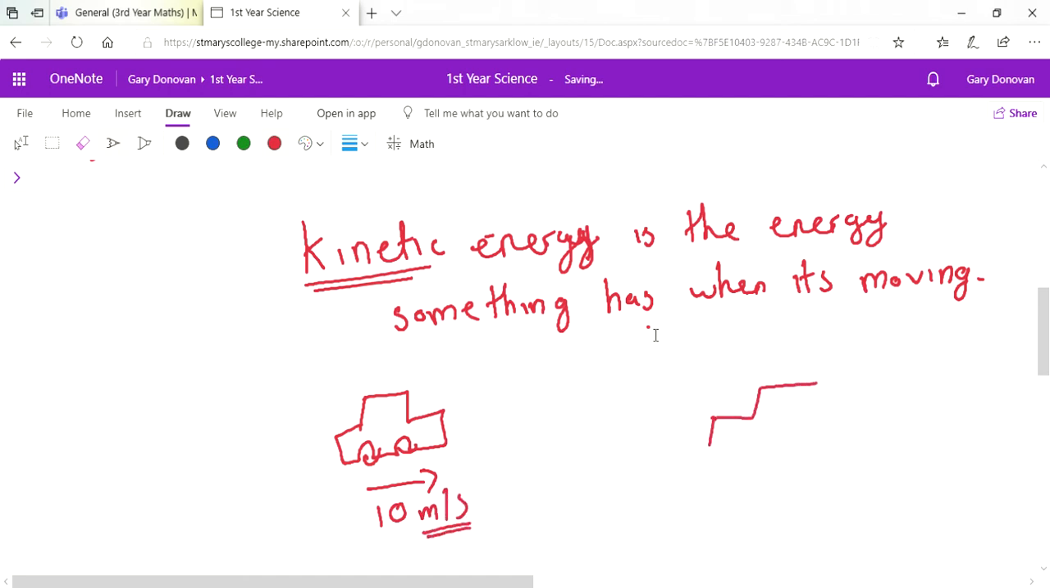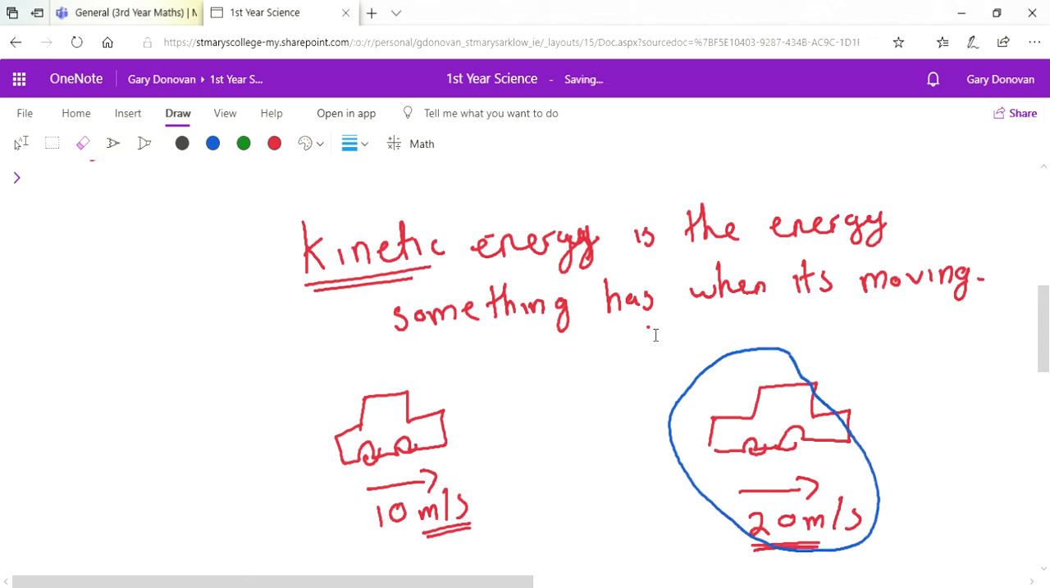And you had another car which is moving at 20 meters per second. Now both of these cars are moving, so we would say that both of them have kinetic energy. But because this car is moving a lot faster, which one do you think will have more kinetic energy? Well, hopefully you'll have guessed that it's this car. Because it's moving faster, it has more kinetic energy. And the faster things move, the more kinetic energy that they have.